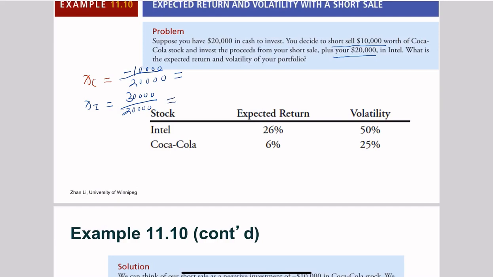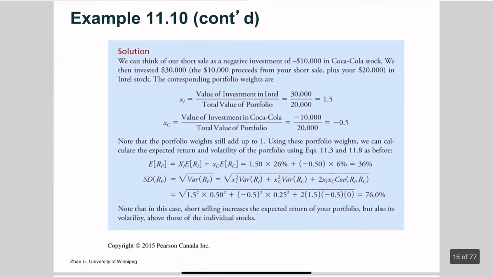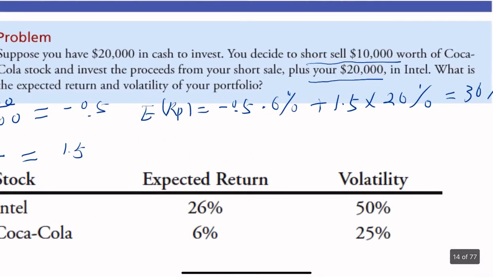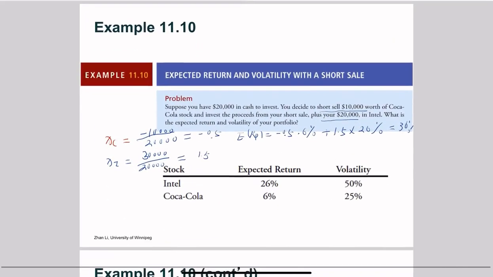So the portfolio weight of Coca-Cola stock is minus 0.5. And for Intel, the portfolio weight is 1.5. Okay, great. Now we could talk about expected return, right? So expected return is the portfolio weight of Coca-Cola times 6% plus 1.5 times 26% of Intel's return. This gives us 36%.